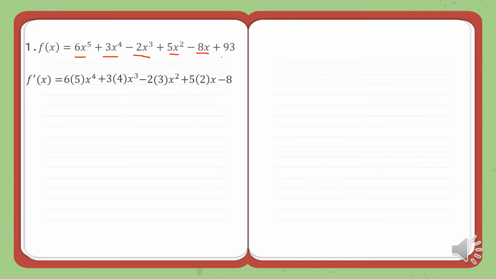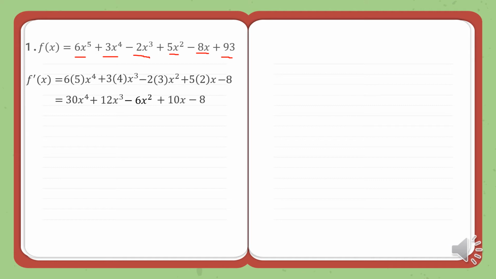Okay? And ang derivative ng ating constant, 93, is 0. So, hindi na natin siya kailangan isulat. So, gumamit tayo dito ng sum and difference rule. Okay? Simplifying this, we'll have 30x raised to 4, 6 times 5 is 30, plus 3 times 4 is 12, x raised to 3, minus 2 times 3 is 6, x raised to 2, and 5 times 2 is 10, so plus 10x, then minus 8. So it will be the first derivative of the given function.